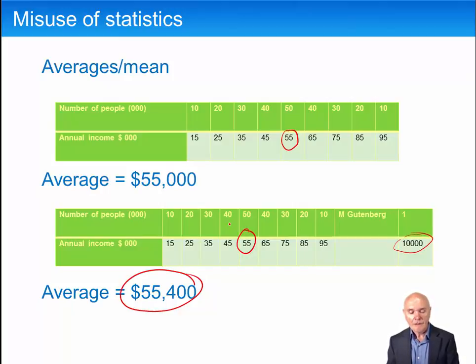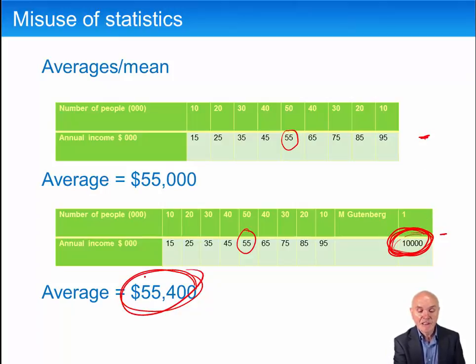Most people have a wage which is under the mean. That sounds contradictory, that most people have income which is less than the average income. But it is distorted by this very high wage up here. And furthermore, the government could claim between this year and this year, average wages have risen by 55,400.